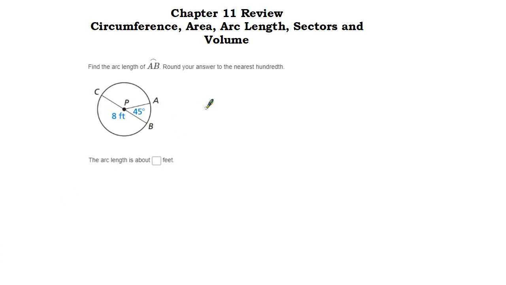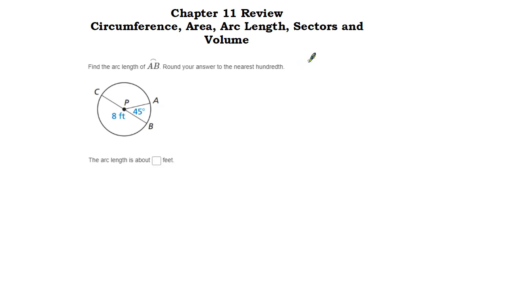Hey folks, I want to let you in on some secrets to solving the problems that we need to solve in this chapter. Everything has to do with proportions. And so we're going to use the concept of proportions over and over again as opposed to memorizing some formula. In this case, we know the diameter and we want to find the arc length AB. Maybe we won't even need a proportion, we'll see.